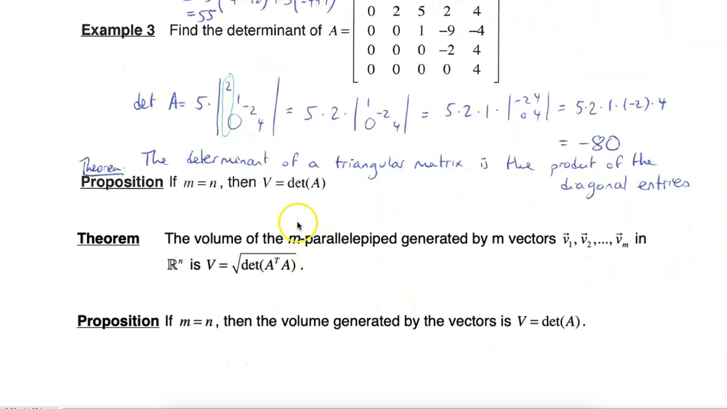Okay, I just added a part that was missing, and this is the last bit for this chapter. The volume of a parallelepiped generated by some vectors is given by the square root of the determinant of the transpose of A times A. So volume is just a general term here. It means area if it's just 2 vectors, or more than just a 3D volume if we have more than 3 vectors. In the special case that we have m vectors in Rn, then the volume can be simplified, and it's simply the determinant of A.